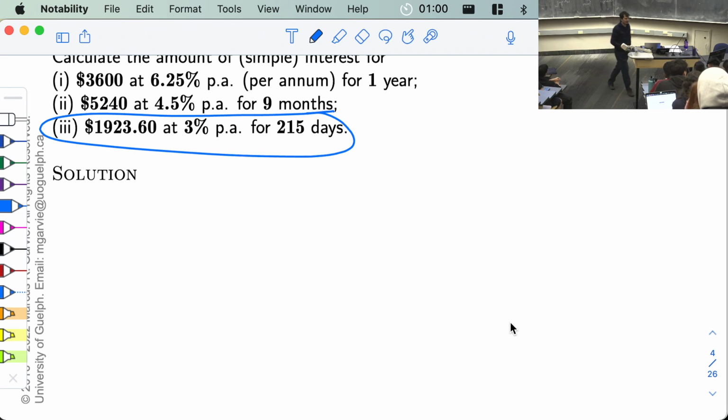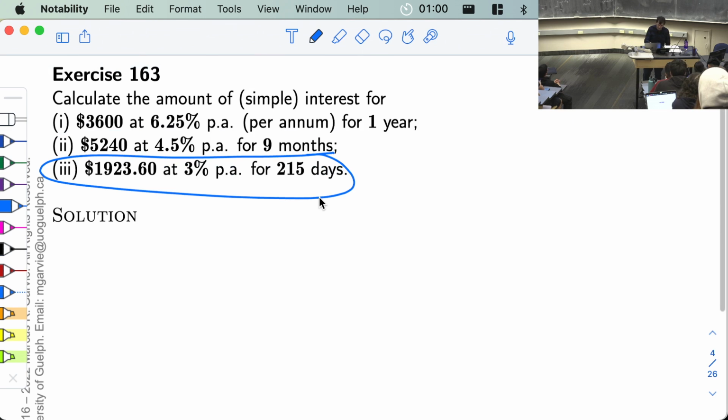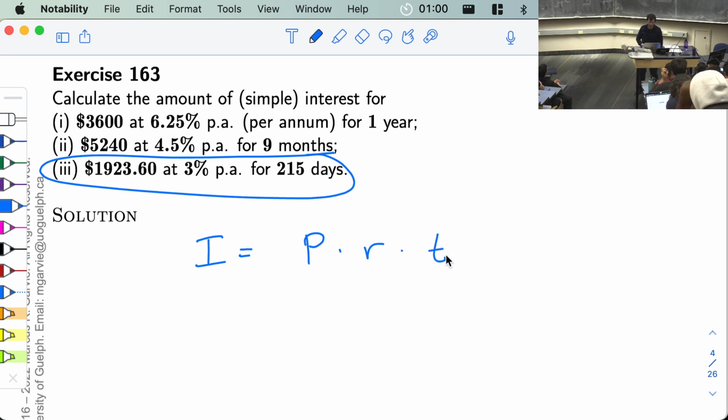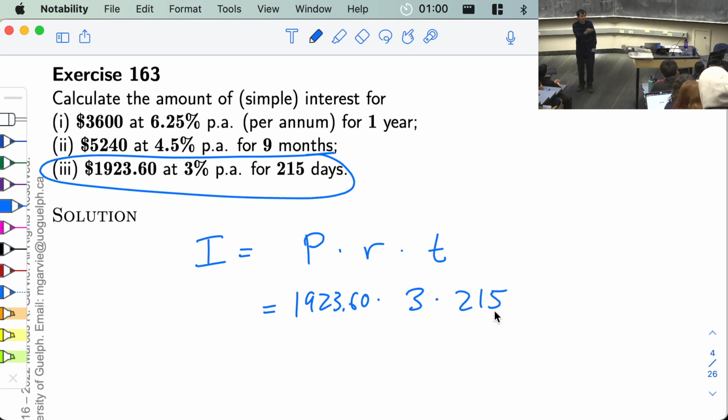So let's do this example. We want to calculate the simple interest. The formula is interest is the principal times the rate times the time. If you write 1923.60 times 3 times 215, then you go straight to jail. Even though the numbers are 3, 215, 1923.60, you forgot about the units, you're going to get the completely wrong answer. So don't do that.